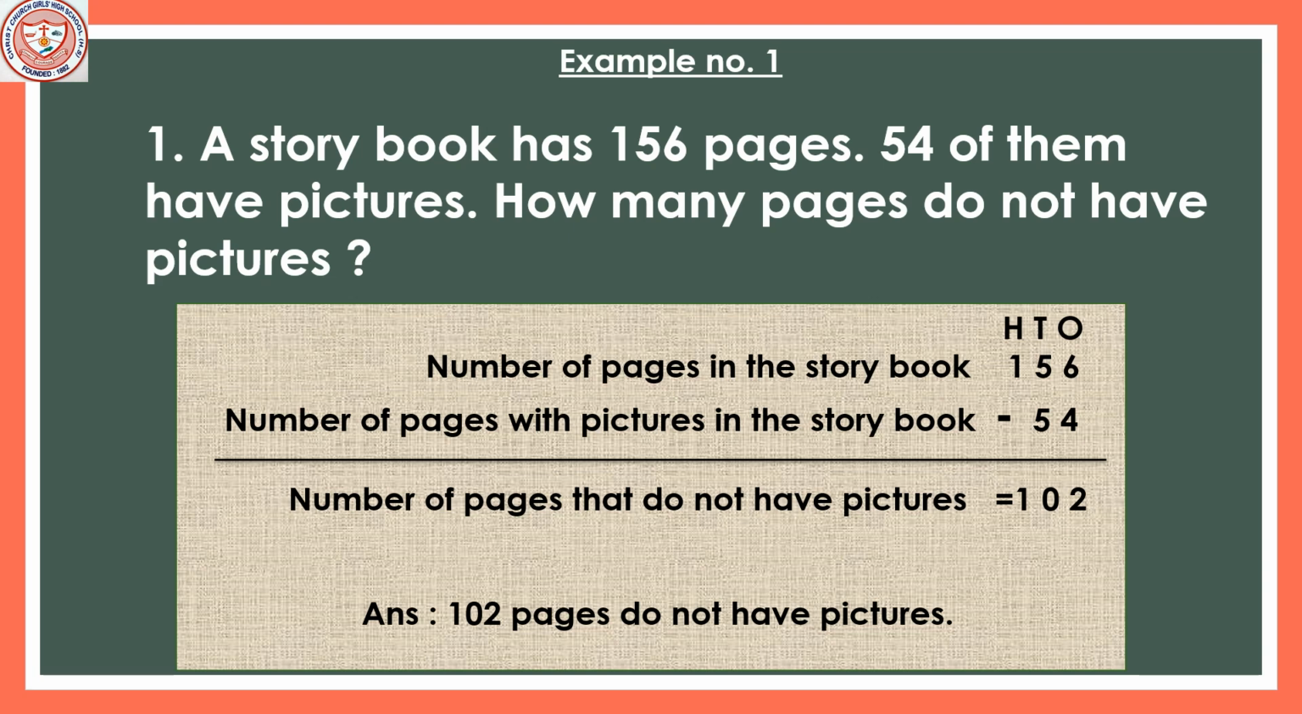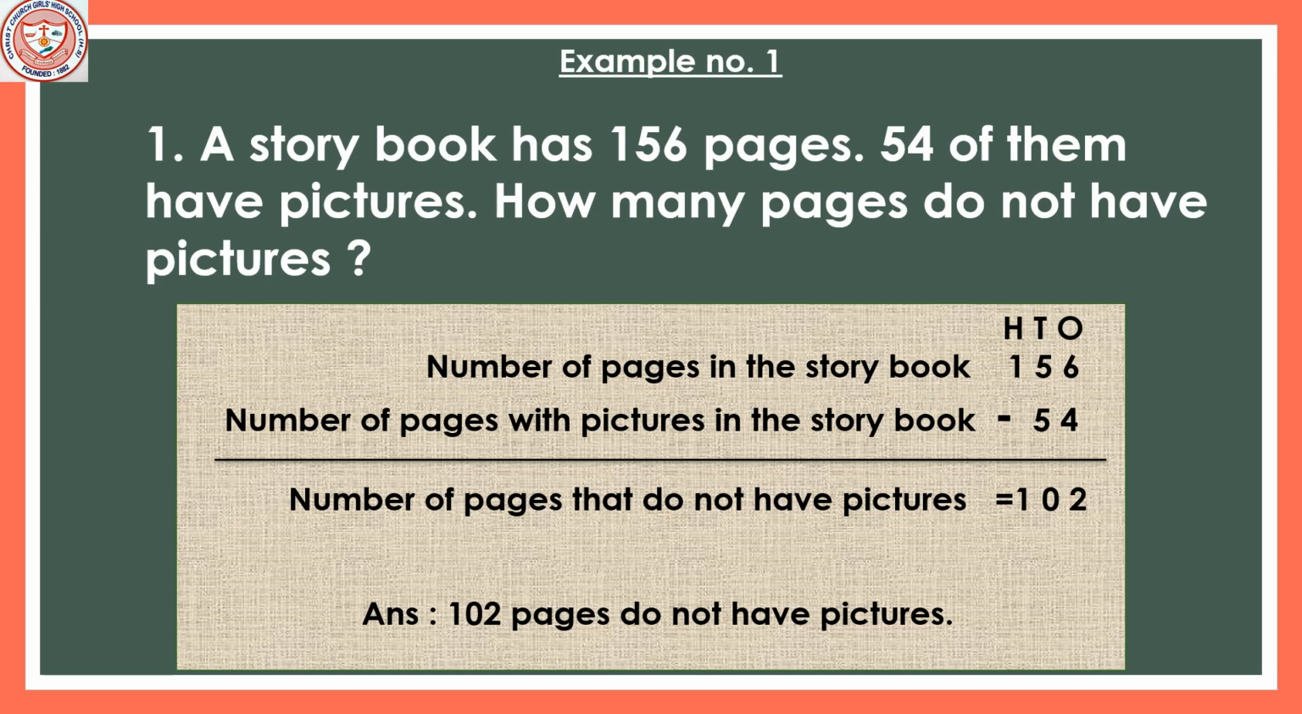Then subtract the numbers which are in the tens place. That is 5 minus 5 is equals to 0. So write 0 in the tens place. Finally, keep the hundreds because there is no number in the hundreds place to subtract from 1. So in the hundreds place we will write 1. So the answer is 102 pages do not have pictures.